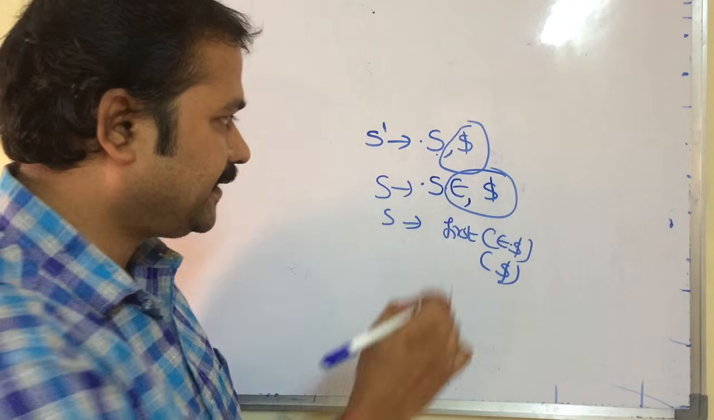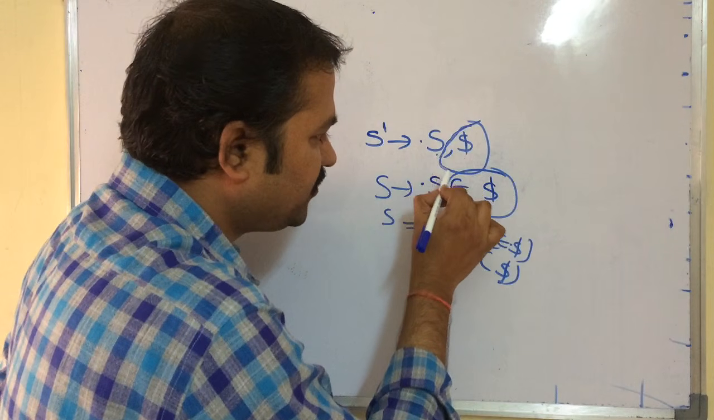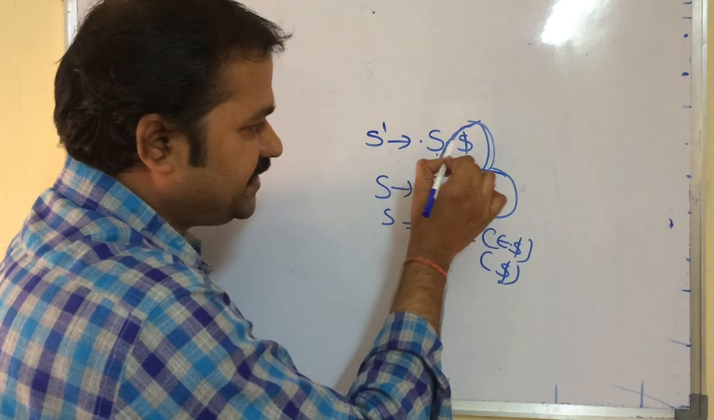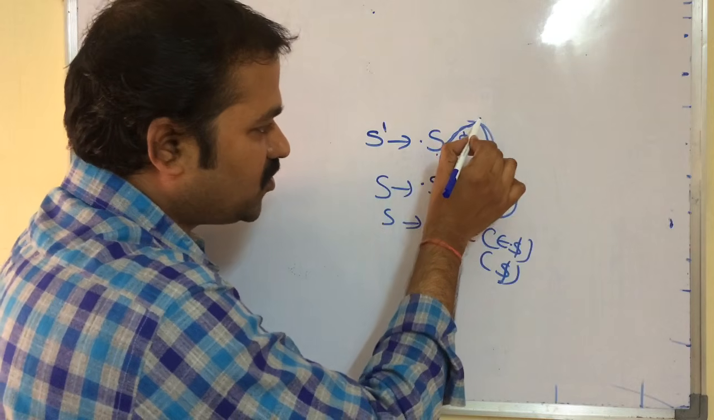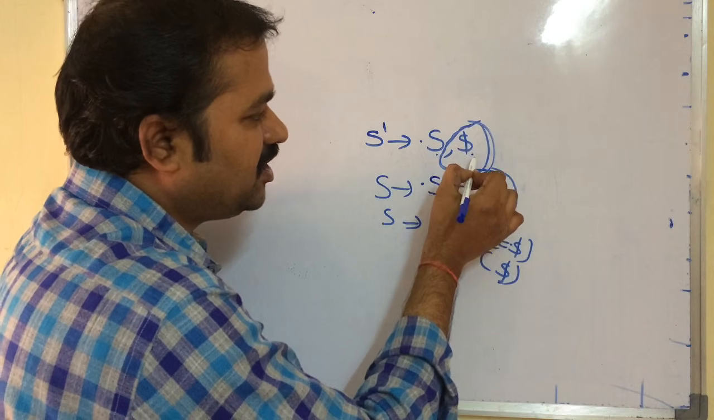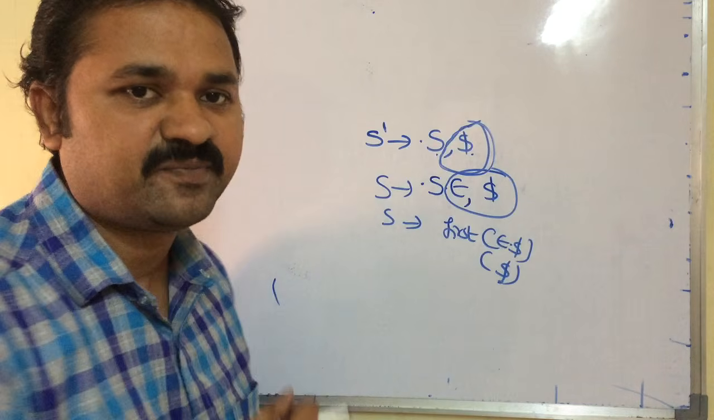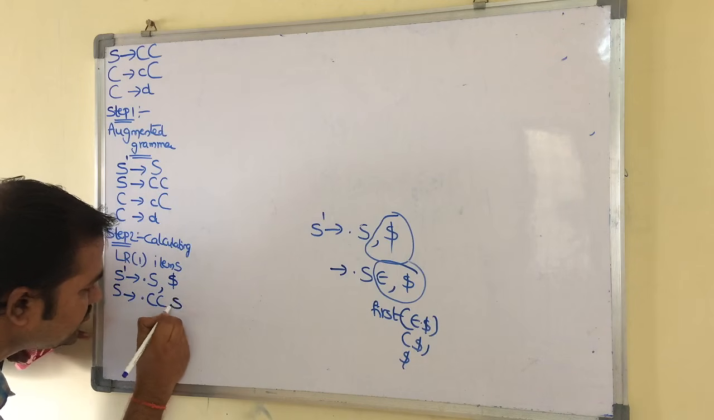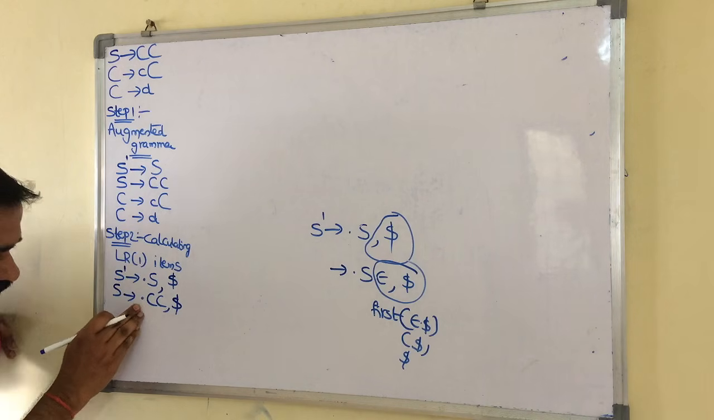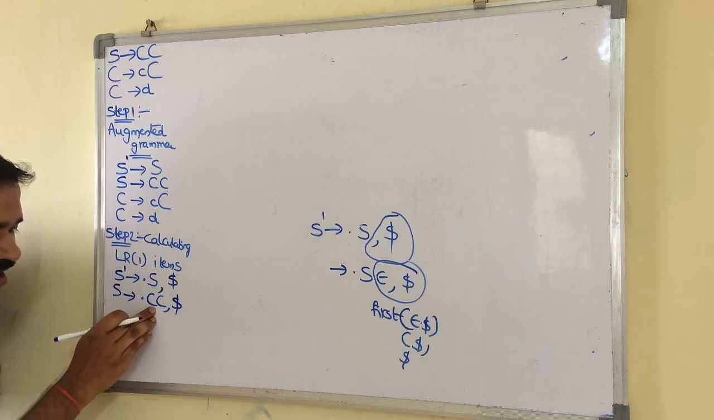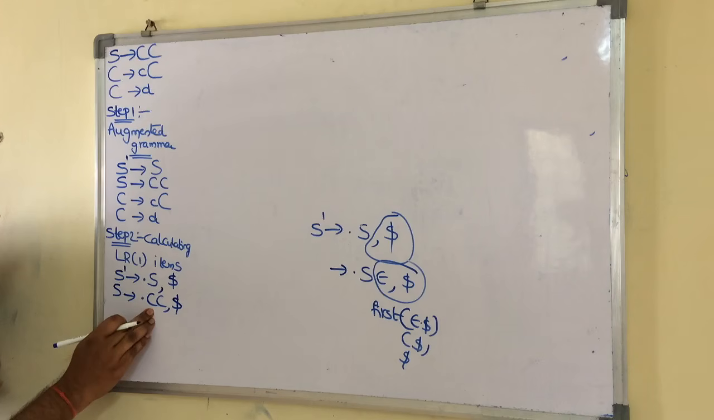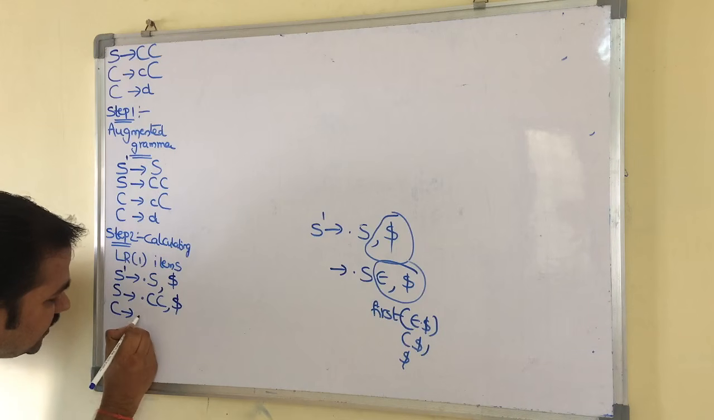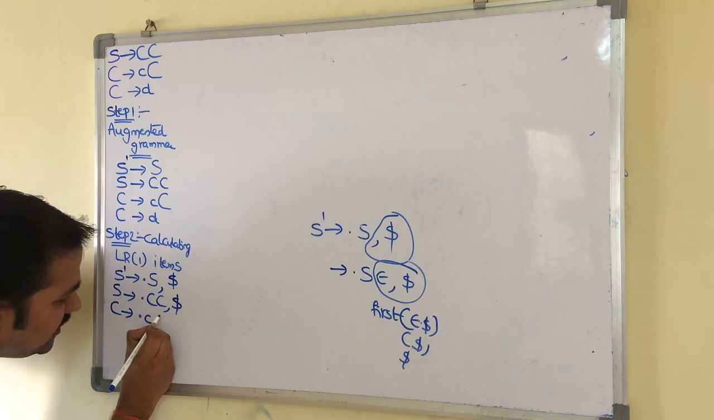Very simple. We need to calculate first of the remaining part after the corresponding non-terminal. Here after S there is no symbol, so first of epsilon dollar means dollar, and first of dollar means dollar. So dollar is the look ahead part here. Next, after the dot we have a non-terminal called C, so we need to write the productions of C. What are the productions of C? C produces, this is an item, so the dot should be present at the beginning of the right side.